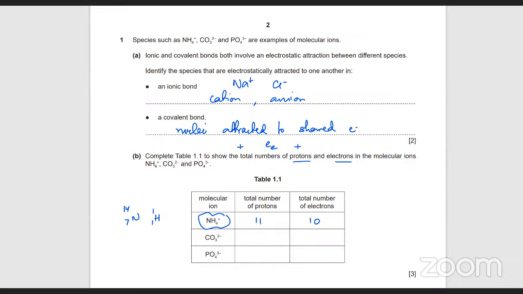Here, in carbonate, carbon is 12 and oxygen is 16. But the proton number of oxygen is not 16, it's 8, and carbon is not 12, that's 6. So CO3 is 8 into 3, that's 24. 24 plus 6 is 30. So you've got 30 protons and it's got a charge of -2. That means there are 2 extra electrons, so that's 32 electrons.